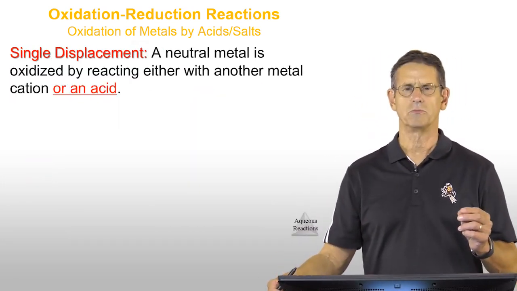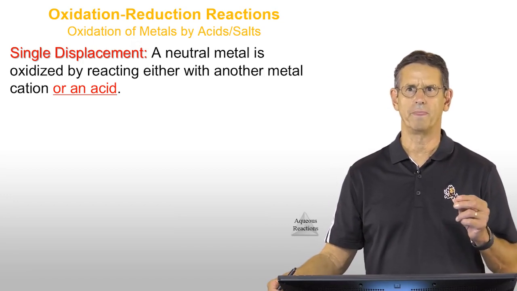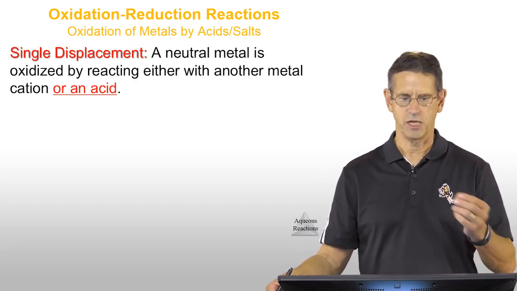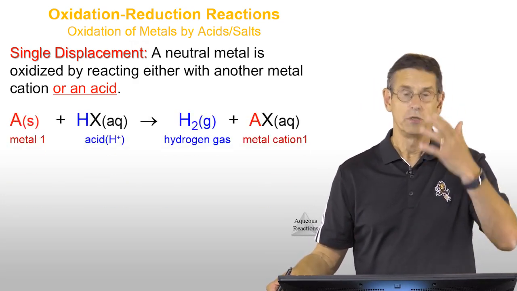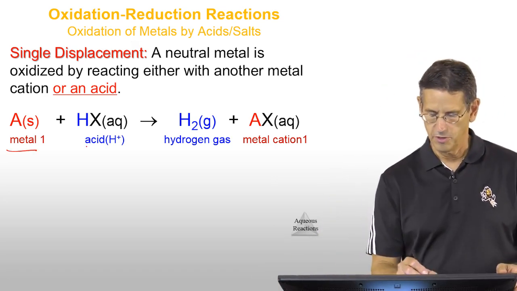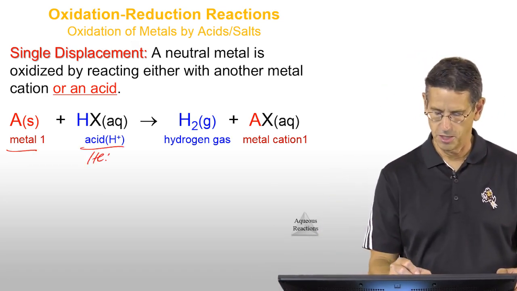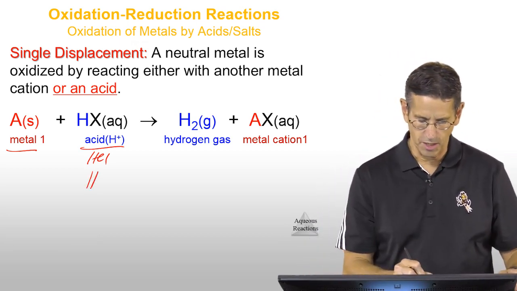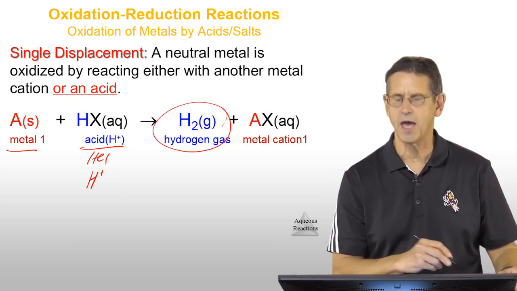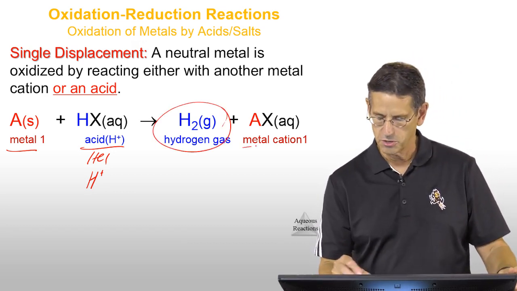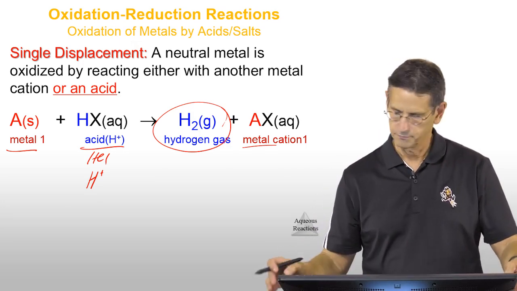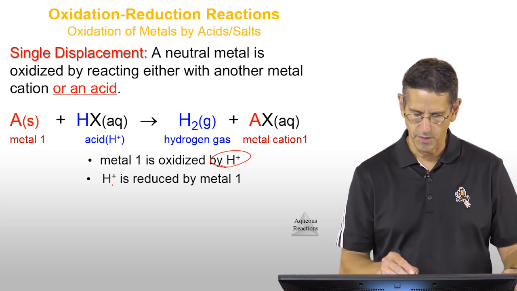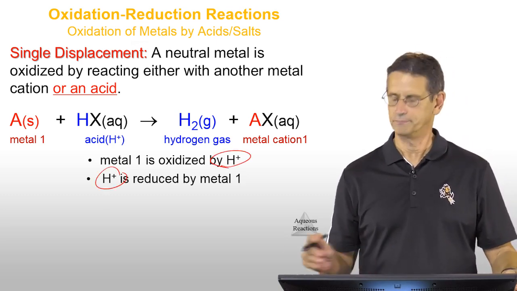All right. How about with an acid? We said that one metal can give up its electrons to another metal cation. What about a metal giving up its electrons to H+? All right. Well, here's a general pattern. One metal with an acid. All right, so let's say HCl, and the metal is going to give up its electrons to the proton in there and create hydrogen gas. It's a very characteristic reaction, plus the metal cation is left over. All right. We say that the metal 1 is oxidized by H+. H+ is reduced by metal 1.